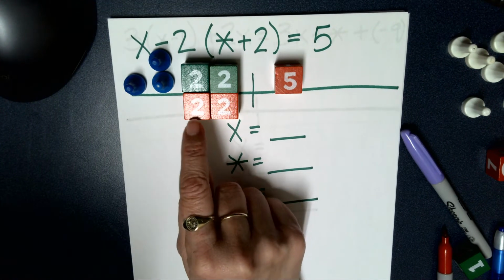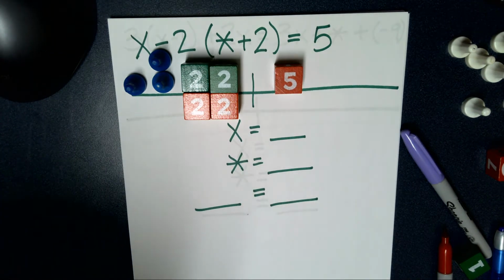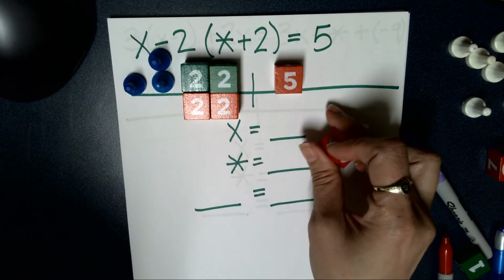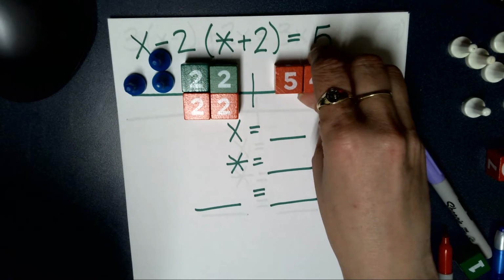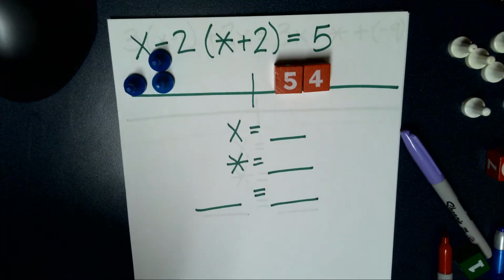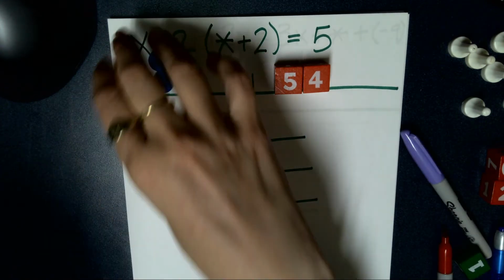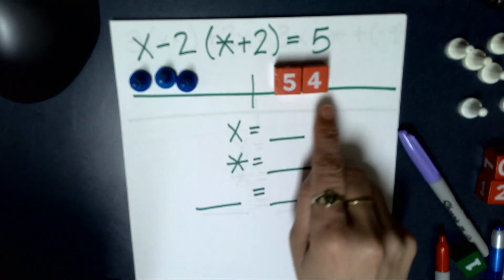Now if I add positive 2 and positive 2 to the left, I also have to add it to the right. And 2 plus 2 is 4, so I'm going to just add this 4 here and then remove these 0 pairs. So now we have 3 pawns is equal to 9.